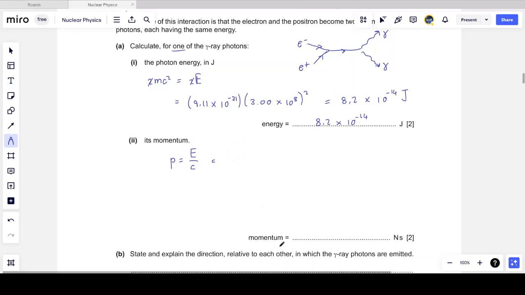Well, this is fine. I need the momentum in SI units, newton seconds, and I have the energy already in SI units: 8.2 times 10 to the minus 14 joules divided by the speed of light, 3 times 10 to the power 8. And what I get is, again, a very small value, 2.73 times 10 to the minus 22 newton seconds. Or to two significant figures, 2.7 times 10 to the minus 22 newton seconds.